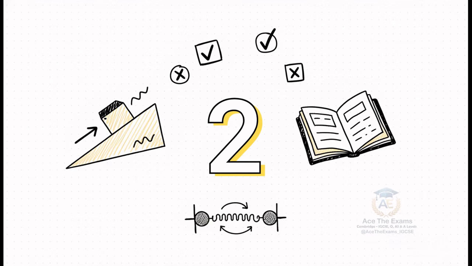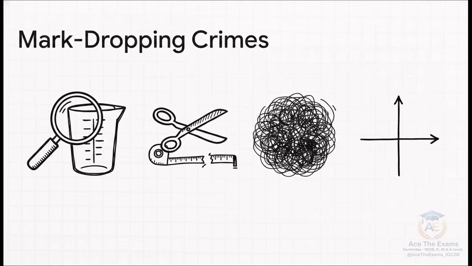You might think you deeply understand energy stores and work, but in the 0625 syllabus, simply knowing it in your head, that's not enough. You have to prove it using the exact structured language the examiner is legally bound to reward. Let's lay out the cold, hard evidence. These are the specific, painful learner mistakes that act as common mark-dropping crimes.